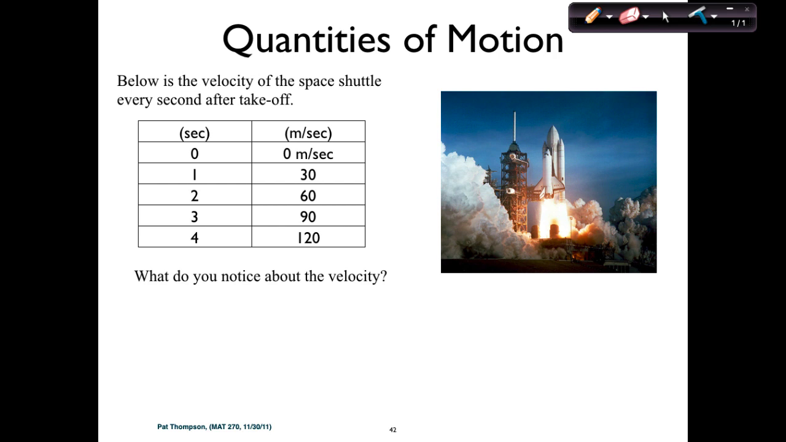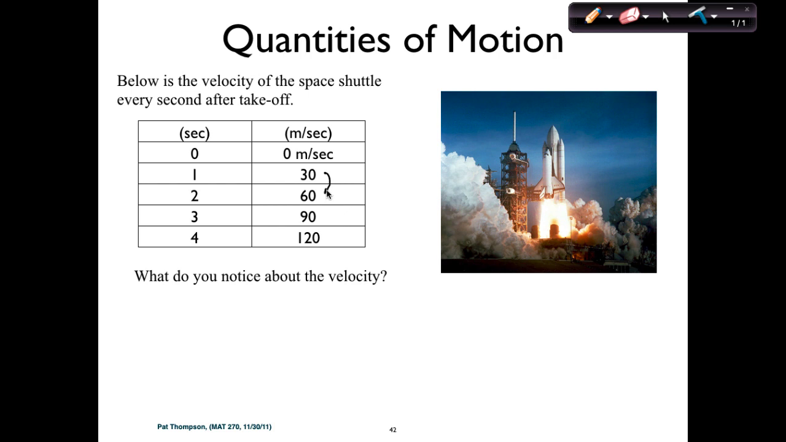What about 30 meters per second? Is that always the velocity? Good. All right, so he's saying it's increasing by 30 meters per second every second. Okay? So, what is that? Saying that it increases by 30 meters per second every second. What is that really talking about? What kind of concept is that?